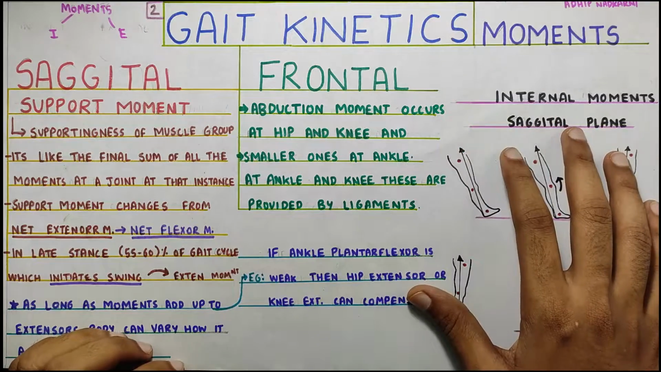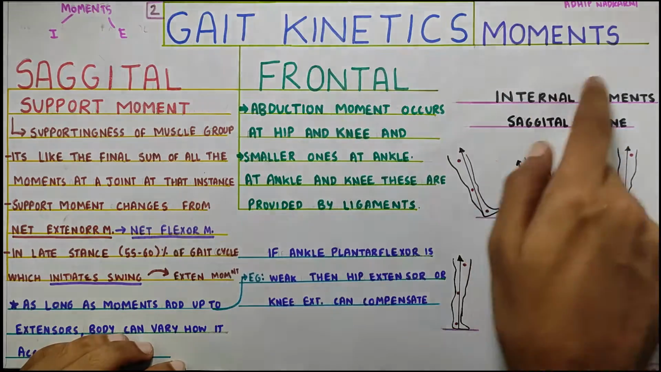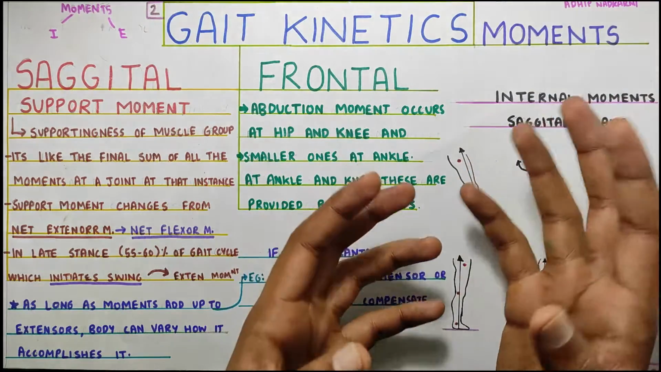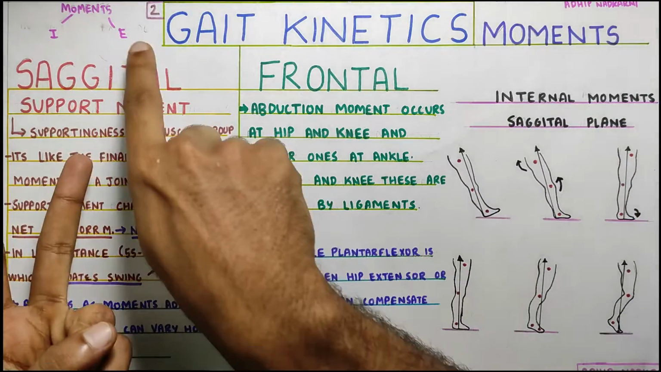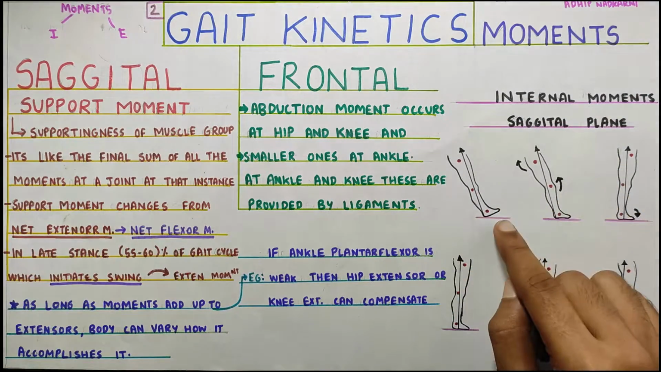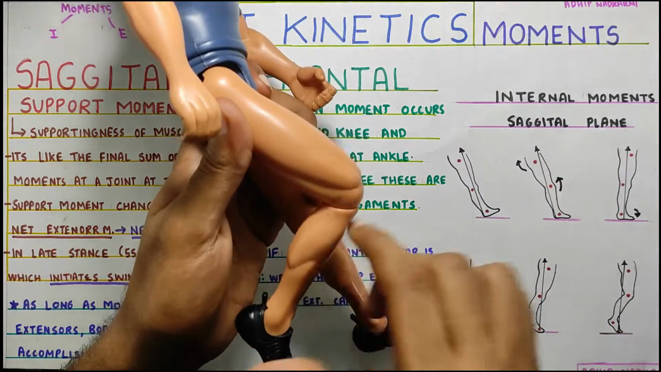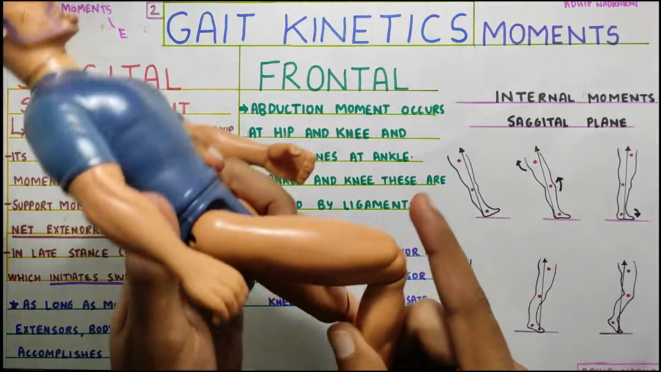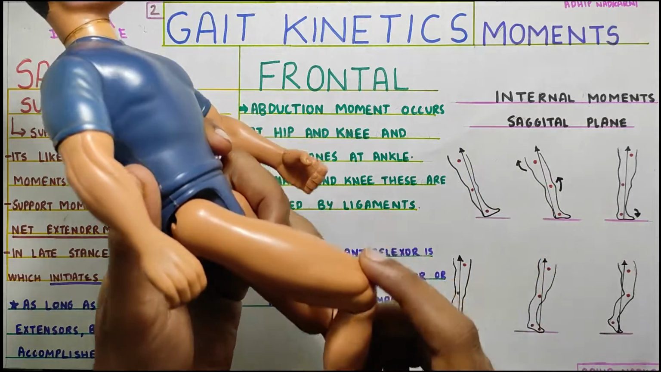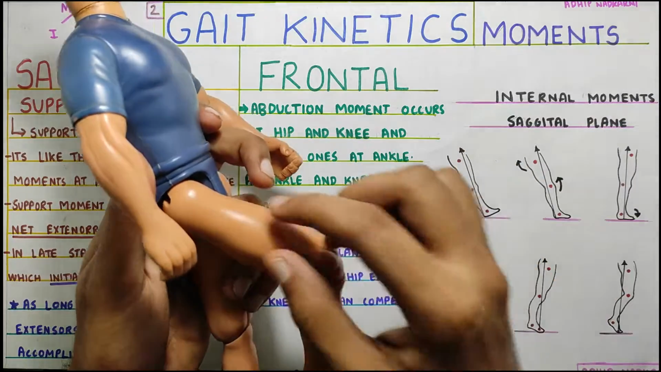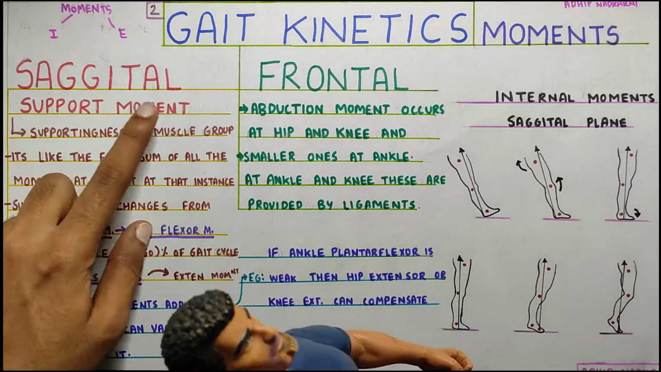Now let's summarize quickly. We saw under gait kinetics there are moments, and these moments are created by internal and external forces, correct? External forces like your ground reaction force, right, which is pushing your knee into flexion, or the gravity, which is again pulling your knee into flexion, and then it is countered by your muscle activity, which is called the support moment.